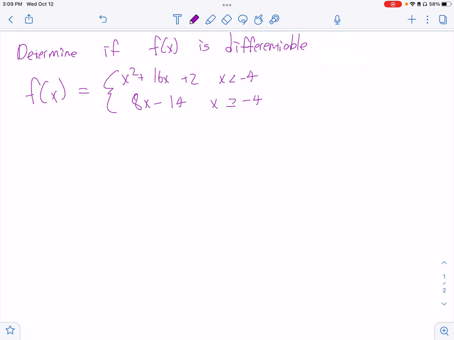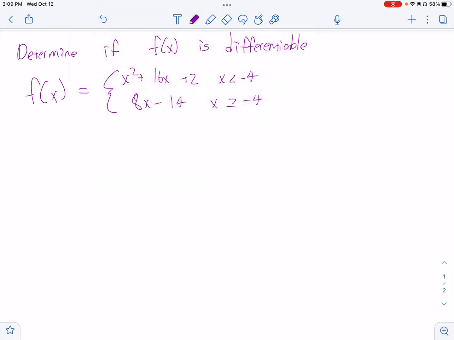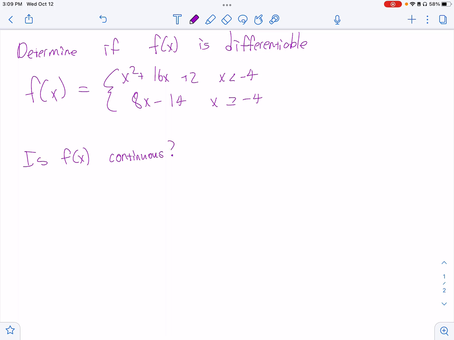Okay, so let's look at an example of determining whether a function is differentiable. So determine if this function f of x is differentiable. If I'm trying to figure out if something is differentiable, I need to first check, is the function continuous? And then if it's continuous, I need to check, if yes, do the slopes match from left and right?